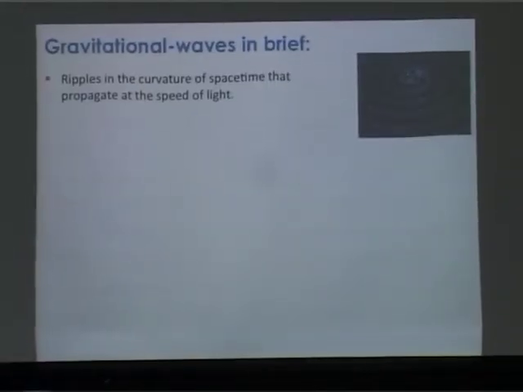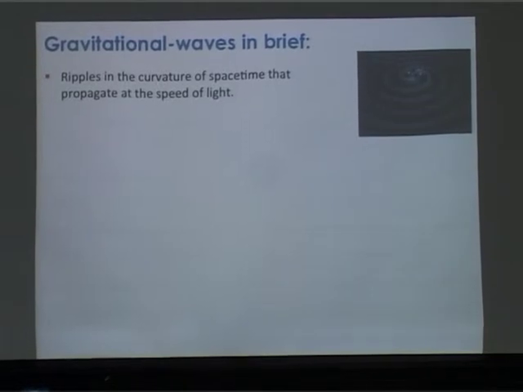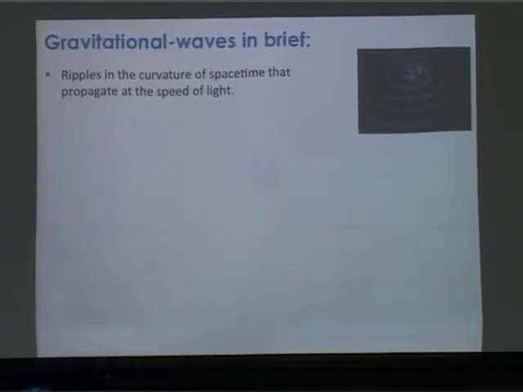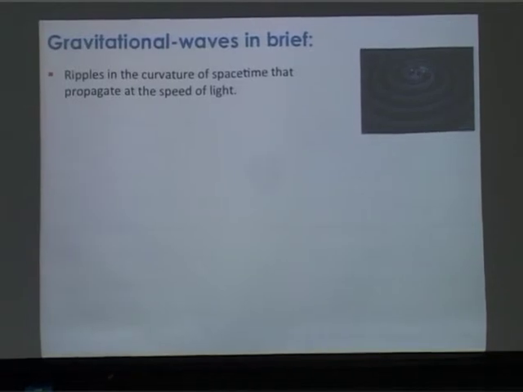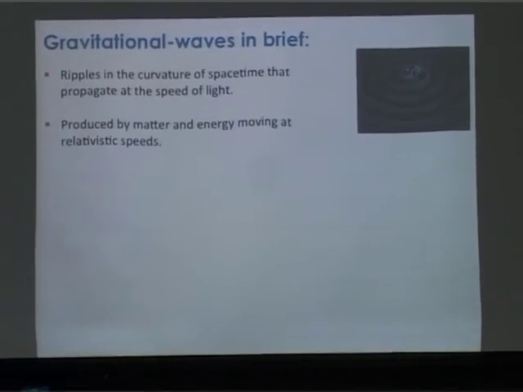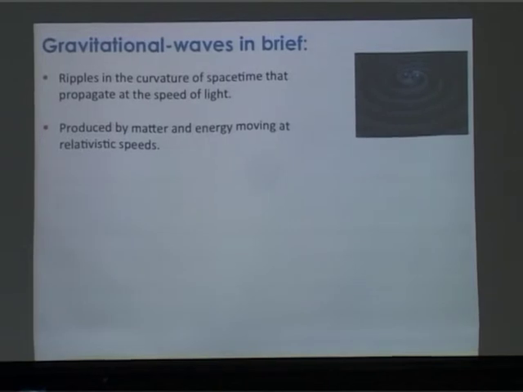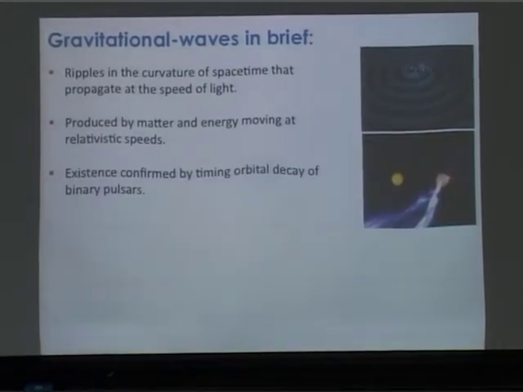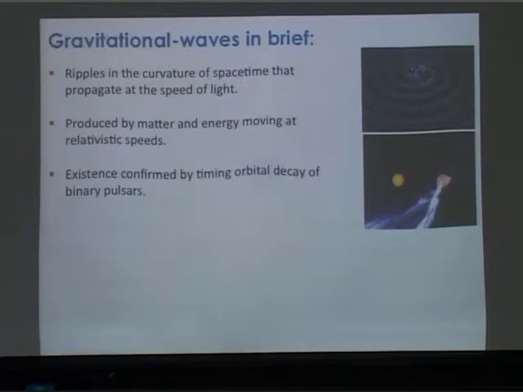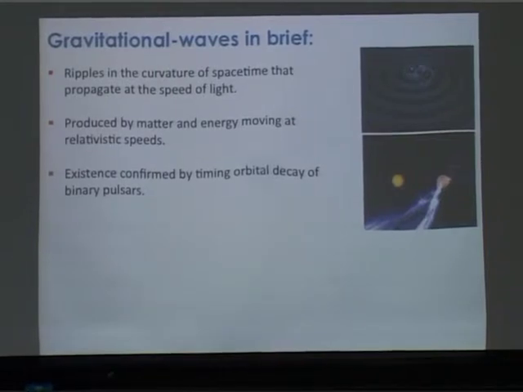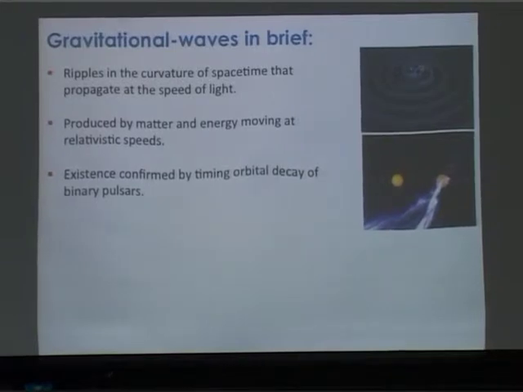Okay, so gravitational waves in brief. Here are the main things you should know about gravitational waves. They're ripples in the curvature of space-time. They propagate at the speed of light and are predicted by Einstein's theory. They're produced by matter and energy that moves at very relativistic velocities. And we know that gravitational waves exist because we've observed binary pulsars, and by monitoring the decay rate of the orbital period of these binary pulsars, we can infer that the change in the orbital period matches exactly the prediction that Einstein's theory makes if this decay is due to the emission of gravitational waves.